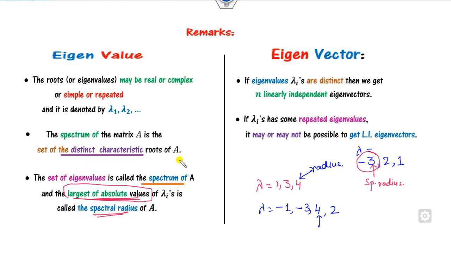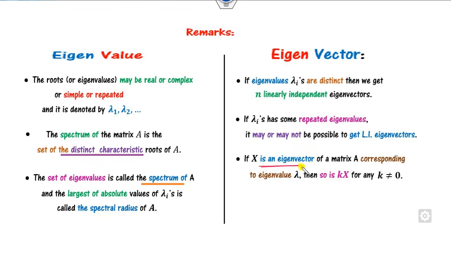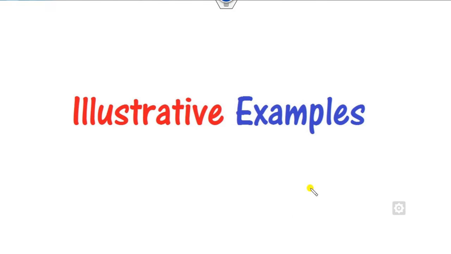Once you find the eigenvalue, then we can say if x is my eigenvector, then every non-zero multiple of it is also an eigenvector. Or you can say the eigenvector is not always unique. Now based on this concept, we will explain 7 to 8 examples of different kinds.